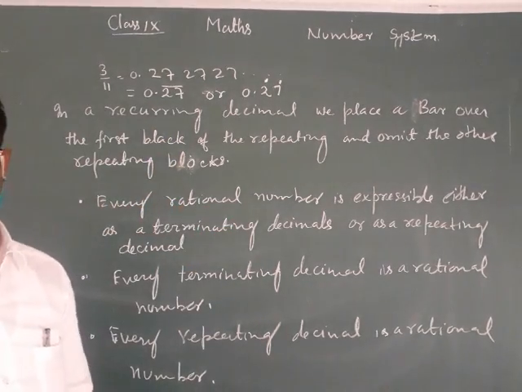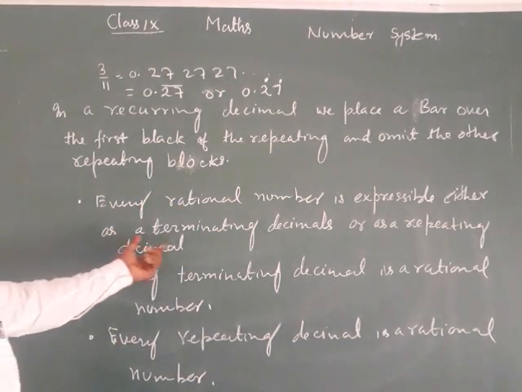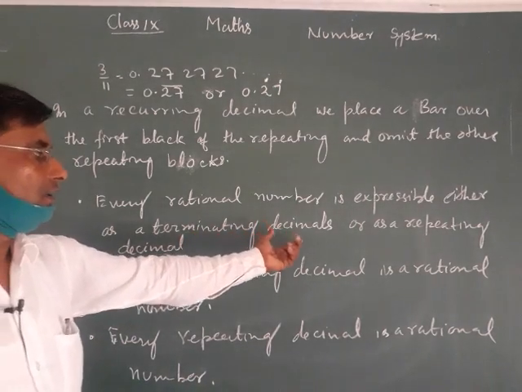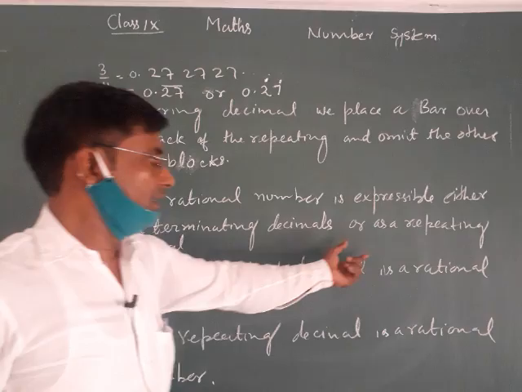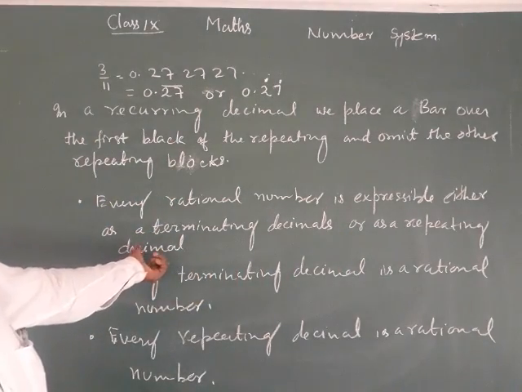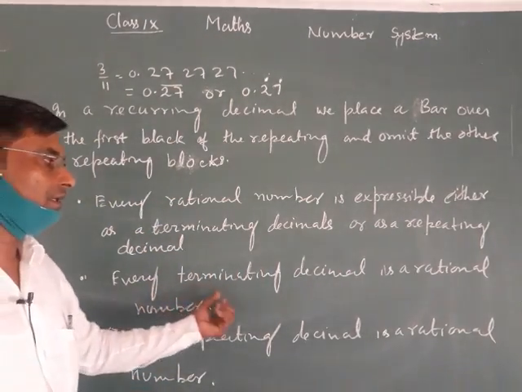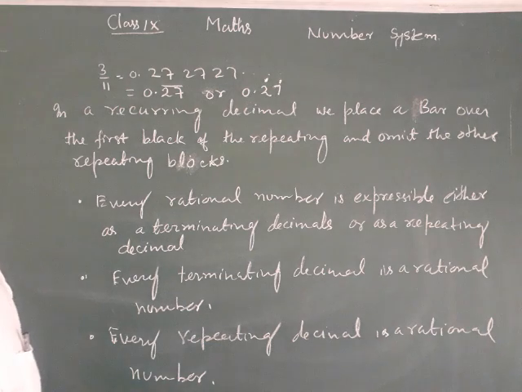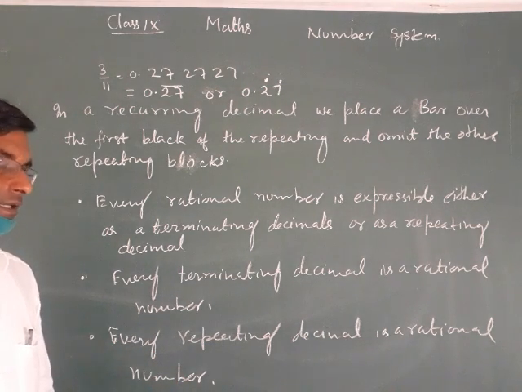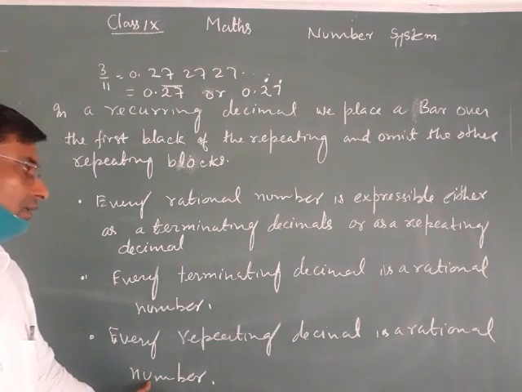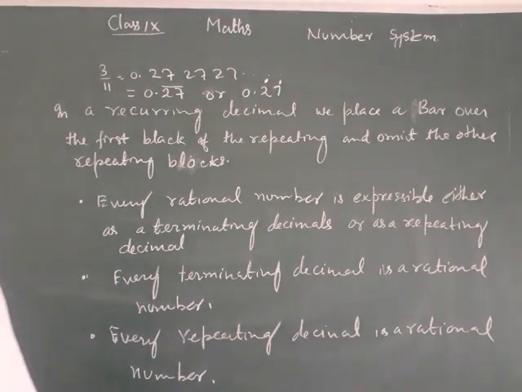Every rational number is expressed as either a terminating or repeating decimal expansion, and every terminating decimal is a rational number, and every repeating decimal is also a rational number. That's all.